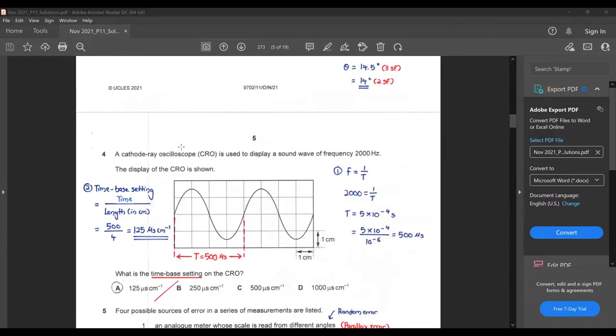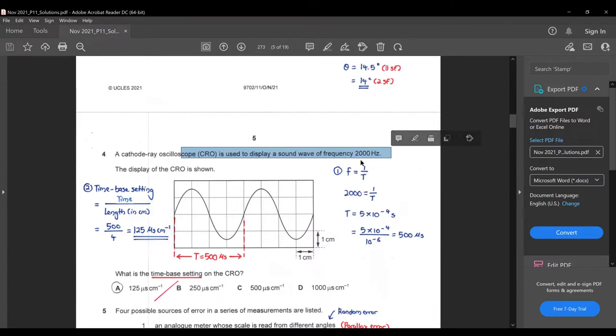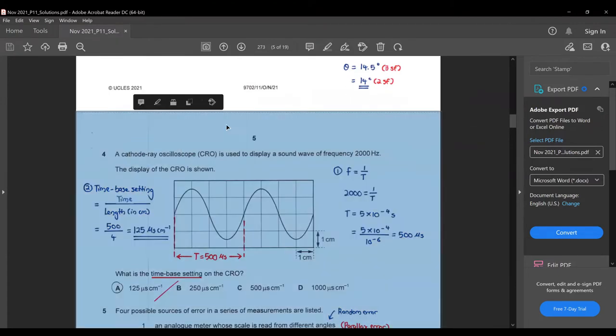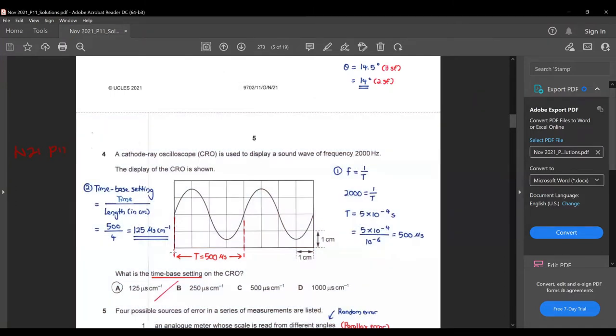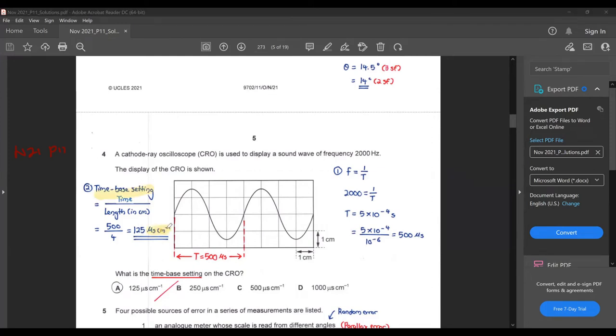Now you have a CRO that is used to display a sound wave of frequency 2000 Hz. The display of the CRO is as shown here. What is the time-base setting of the CRO? This one you can actually just do something like this. Now, time-base setting is always time per unit length.